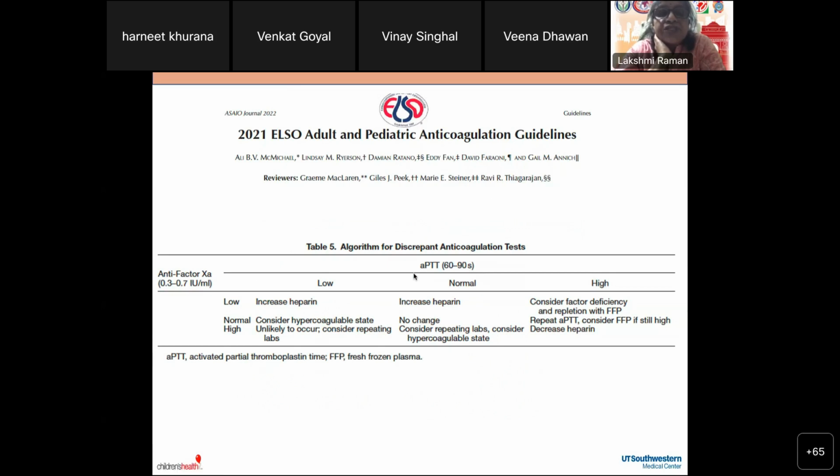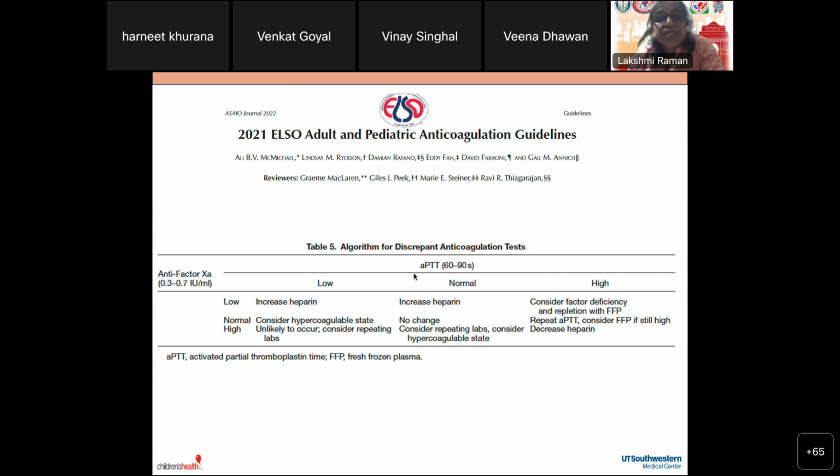And this is often a challenge that we face because we have the luxury of obtaining all the tests. When we obtain all the tests and they don't corroborate with each other, then you have to start thinking why. So for instance, if your anti-10A activity is low and your APTT is low, then that is simple because you are not having enough activity, so you can increase the heparin. But if your anti-10A activity is normal and your APTT is normal, then you don't change anything.